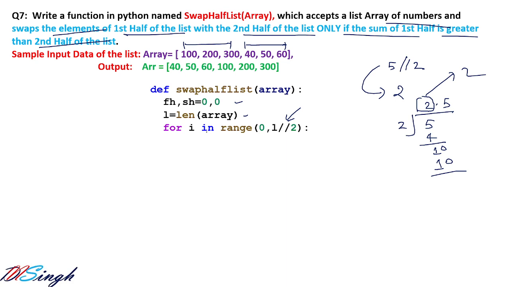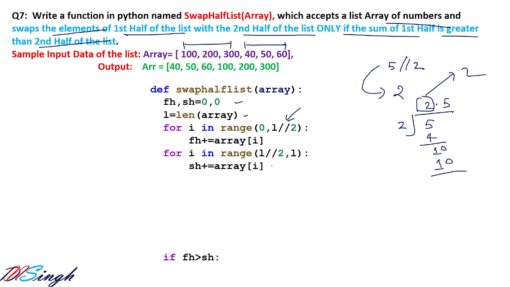We have taken a loop variable i, and we say this is our first half, 0 to length by 2, and we calculate the sum of the first half. We have added all the elements inside the variable called first half, fh. What is the next loop going to do? The next loop is going to calculate the sum of the second half. We have calculated the sum of the second half.